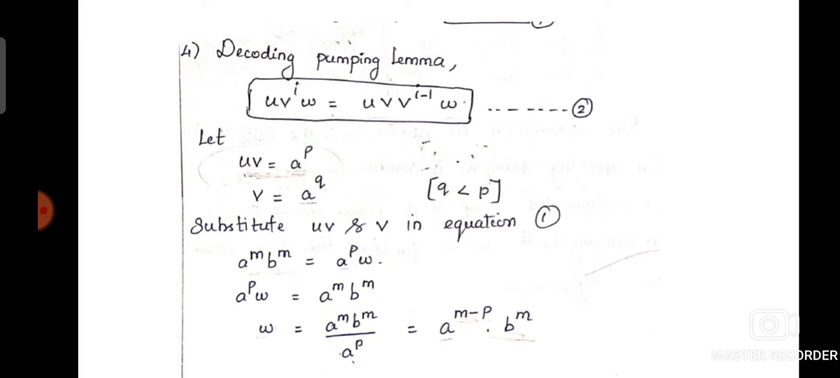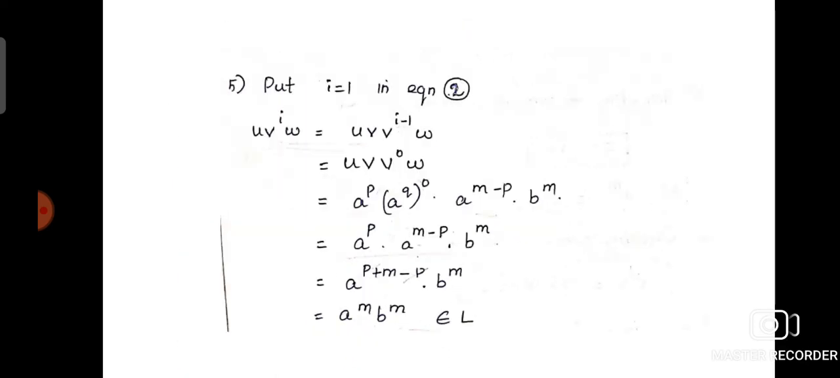Now we can write our example string a power m, b power m is equal to uv, that is a power p, then w. Now we are taking the w term to the left hand side. And when we do so, w will become a power m, b power m divided by a power p. When we solve, we get a power m minus p dot b power m. So we get the value for w equal to a power m minus p dot b power m.